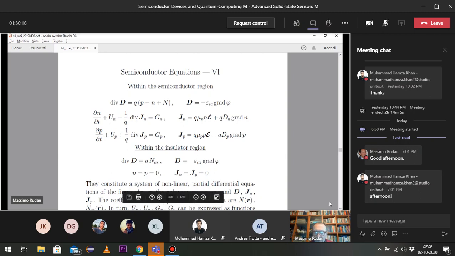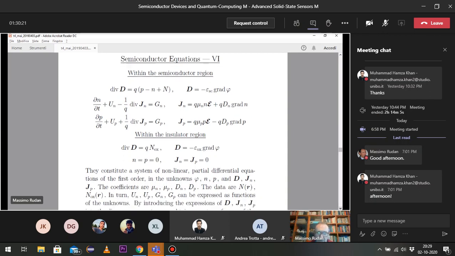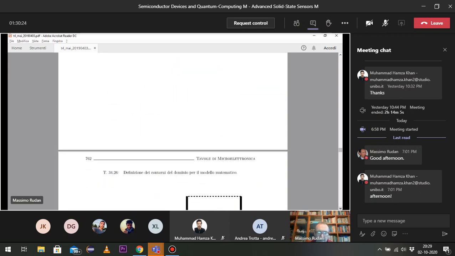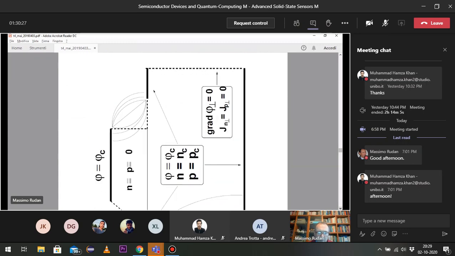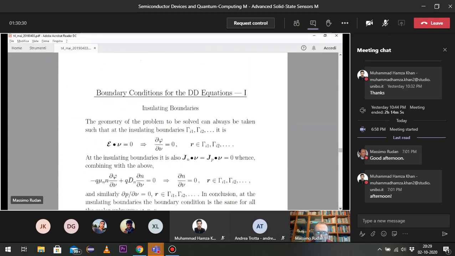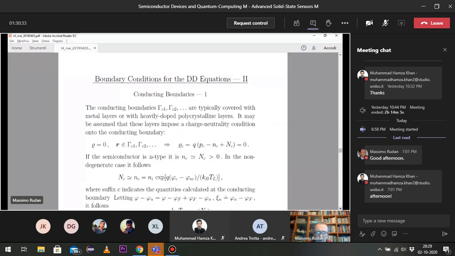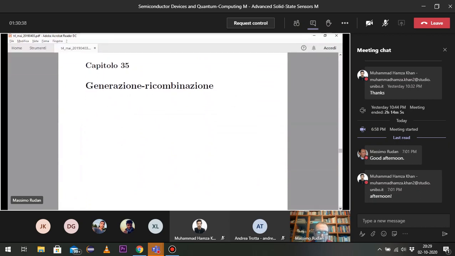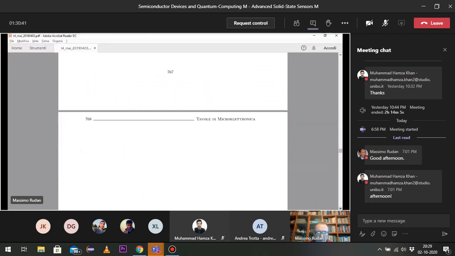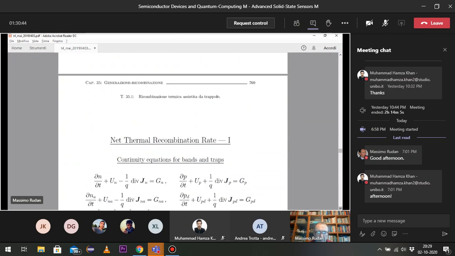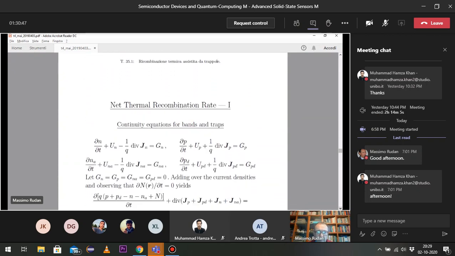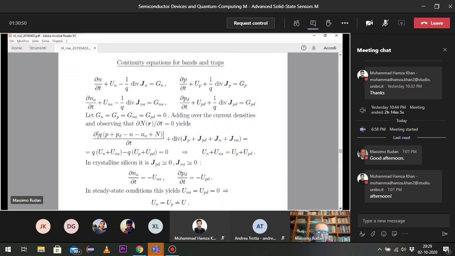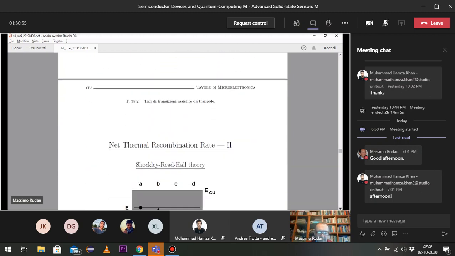We are now going to start with the description of the generation recombination terms. And you remember that we have distinguished between the thermal generation recombination events and the non-thermal generation recombination events, okay? So we shall now start with the general description of these events, okay?